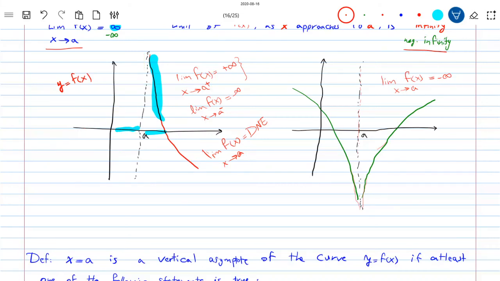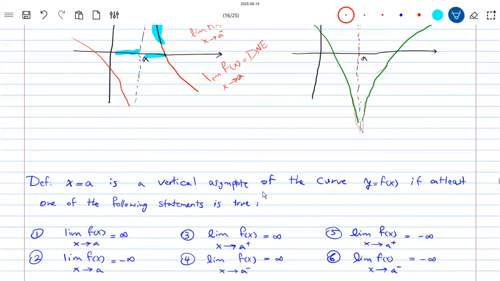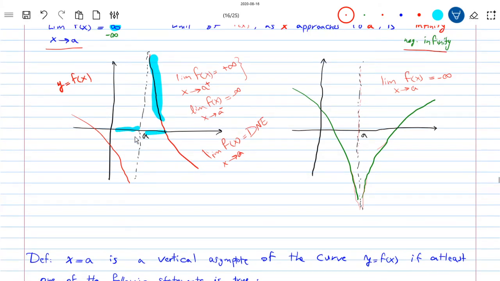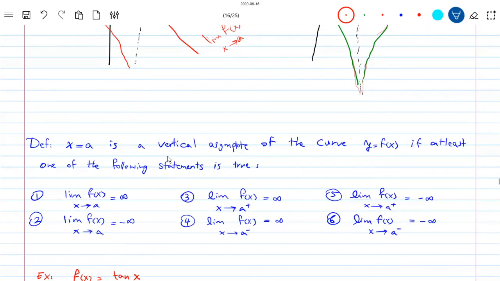Okay, let me keep this the other way so you have the notation. So here's an important definition for the vertical asymptote. We say x equal to a is a vertical asymptote. Again, that dashed line is a vertical line. We say x equal to a is a vertical asymptote if one of the following happens. One of the limits, either right side, left side, or both, approaches either positive infinity or negative infinity.